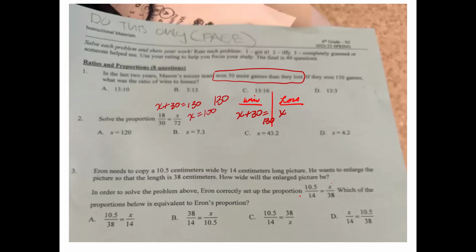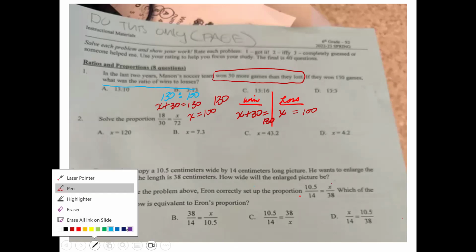100. What does X represent? The number of losses. How many games did they lose? 100. Okay, so what is the question asking you? Highlight it. What is the ratio of the wins to losses? Wins. How many games did they win? 30. Nope. 130. How many games did they lose? 100. What can you cancel?